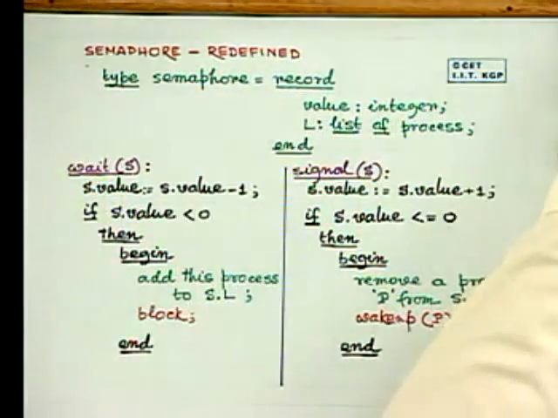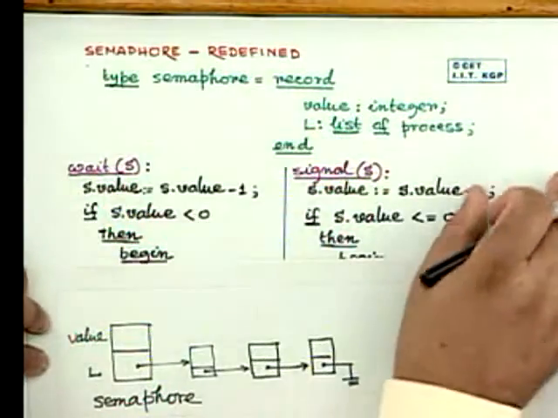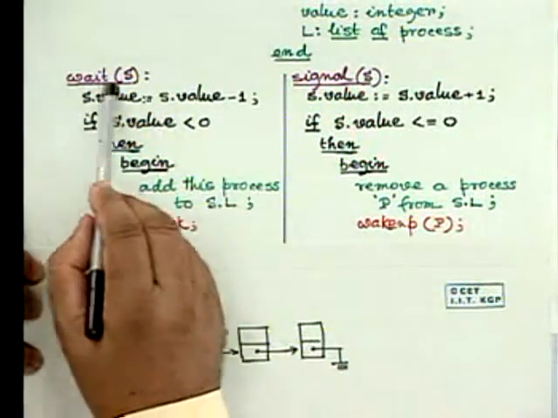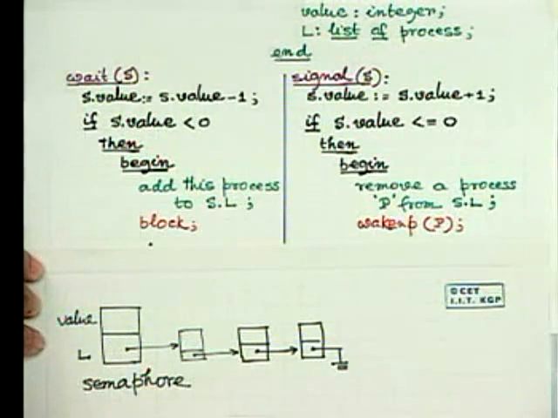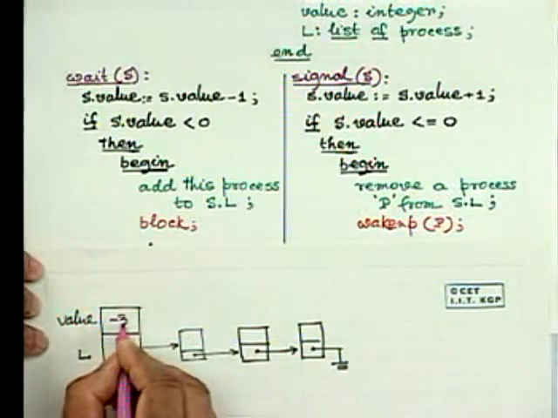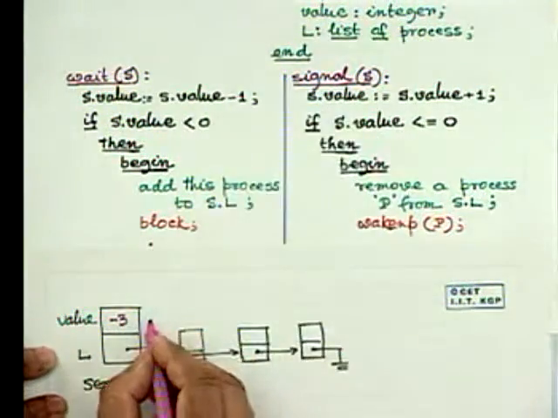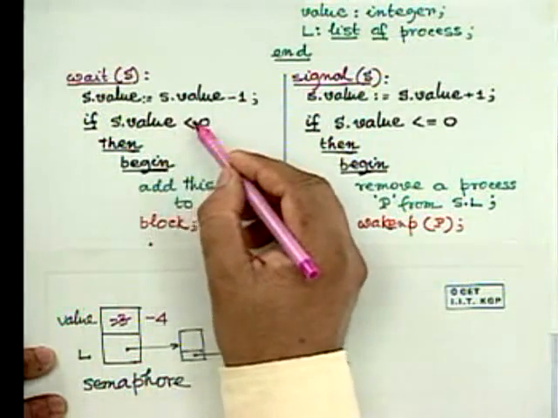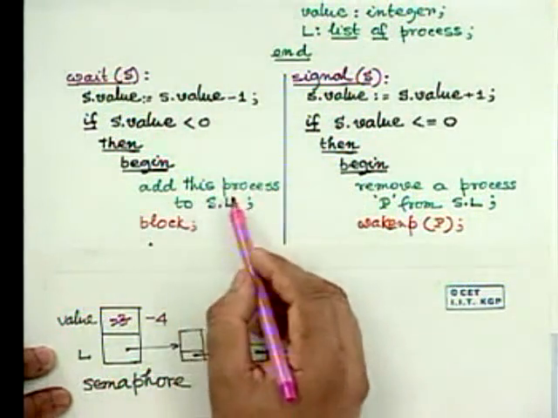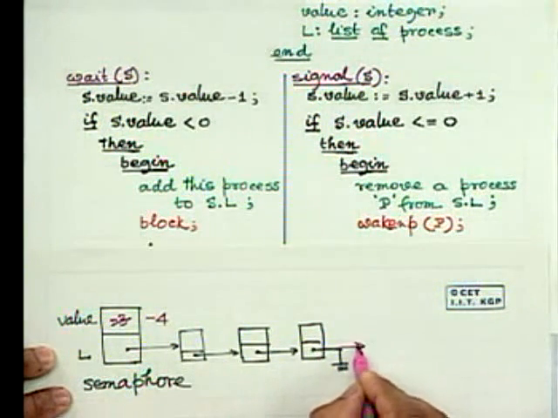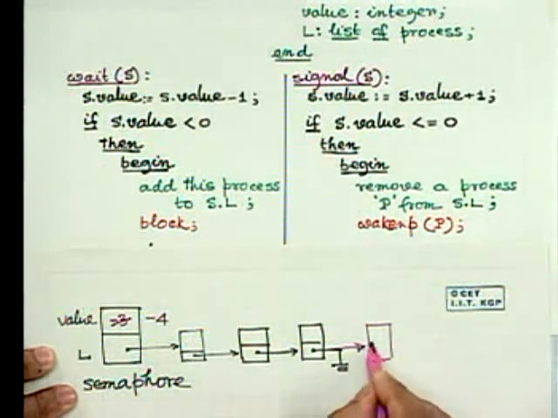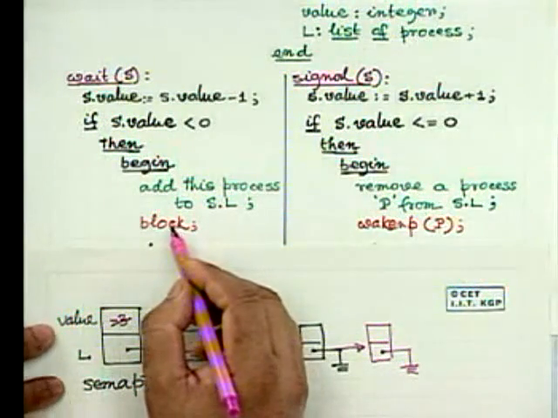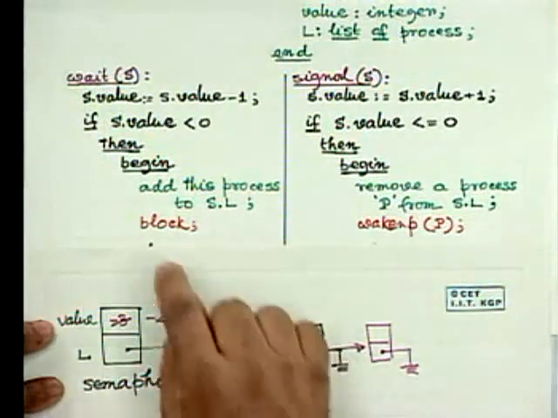Say, for example, a process P, on executing wait S, finds that the value of this semaphore is, say, -3. Then it will make it -4 by executing this instruction, and since S.value is less than 0, this process will be added to S.L, and this process P will block itself. That means it will go to a sleeping state. It will no more be executing.